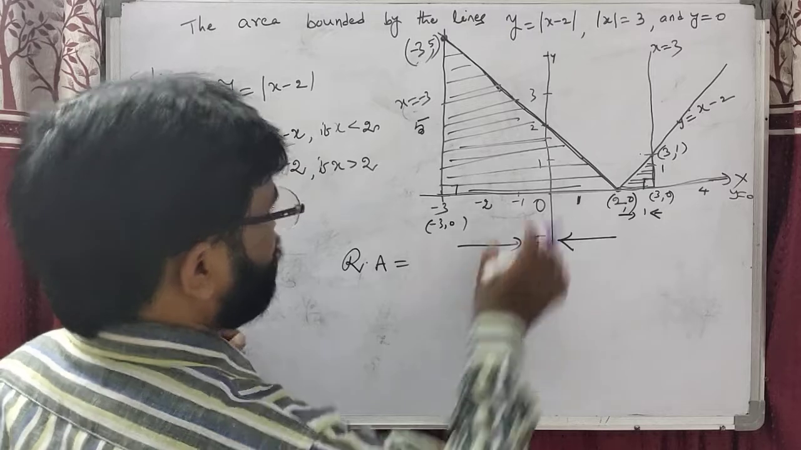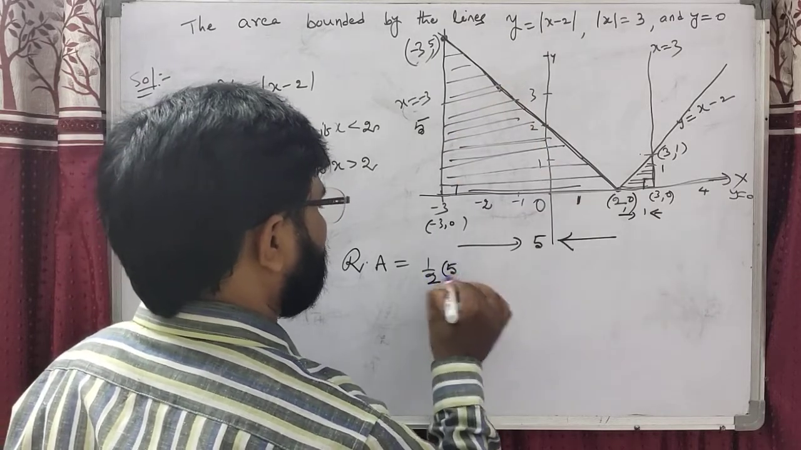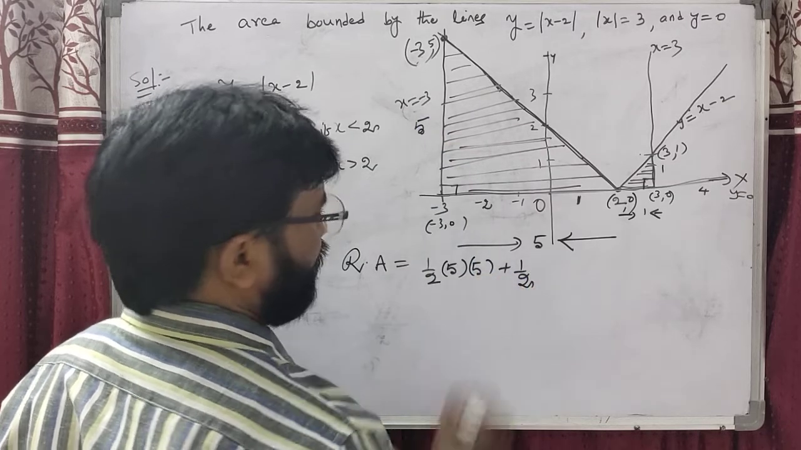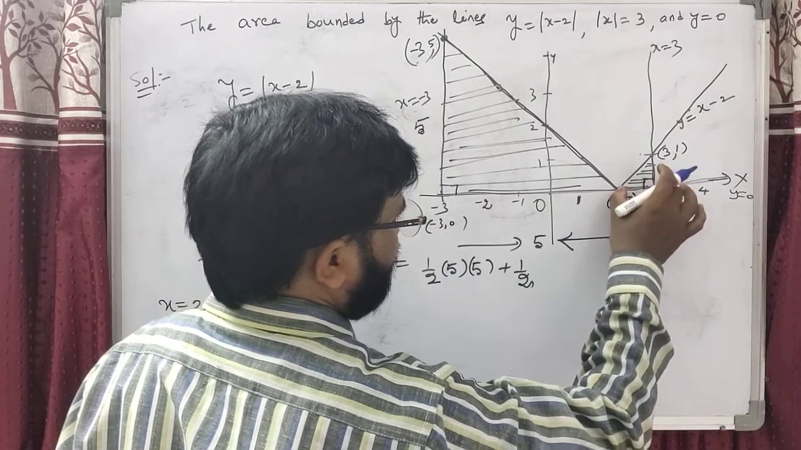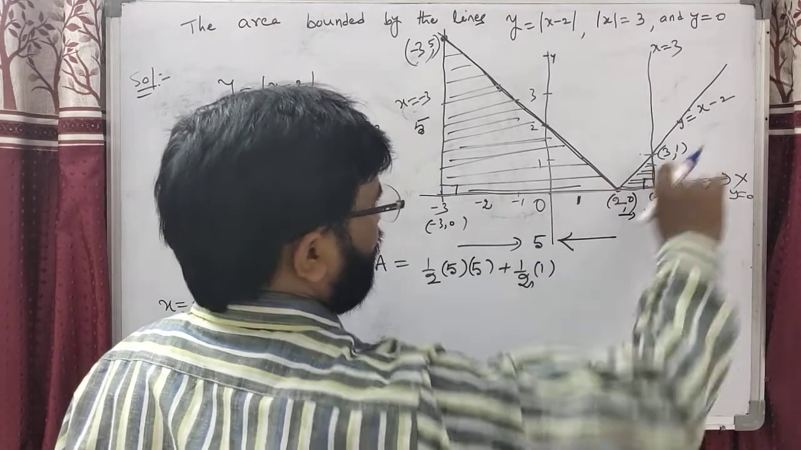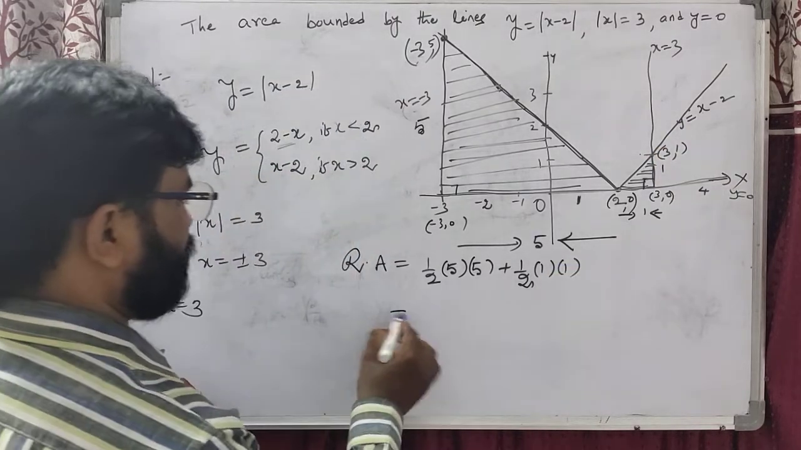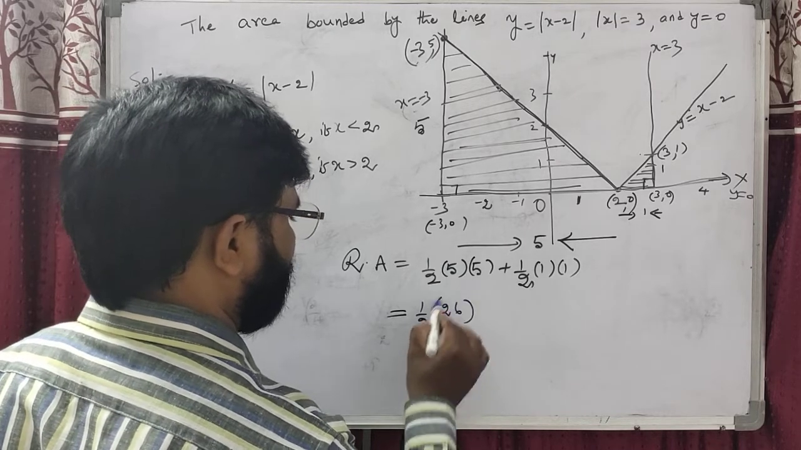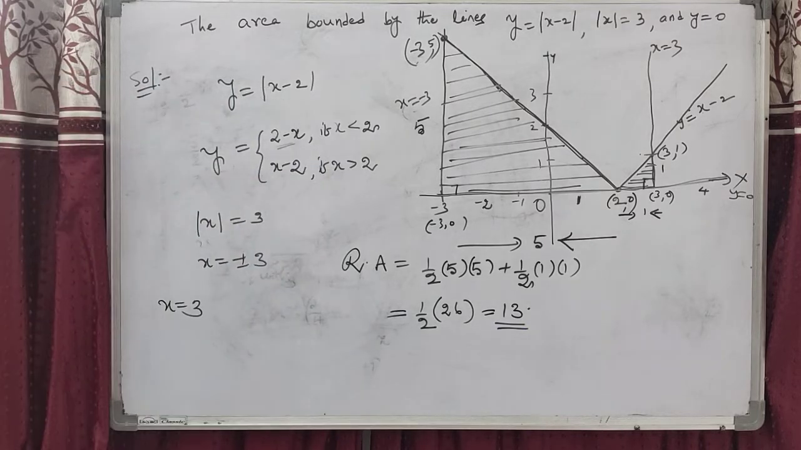Therefore, first we can find the area of this triangle. Base is 5, height is also 5. Now we can write the other triangle. Base is, this is (2, 0), this is (3, 0), the distance between them is 1. Now the y coordinate is 1. Dear students, we got 1 by 2 is common. 25 plus 1, 26. The required area is 13 square units. 13 square units. Understand, students?